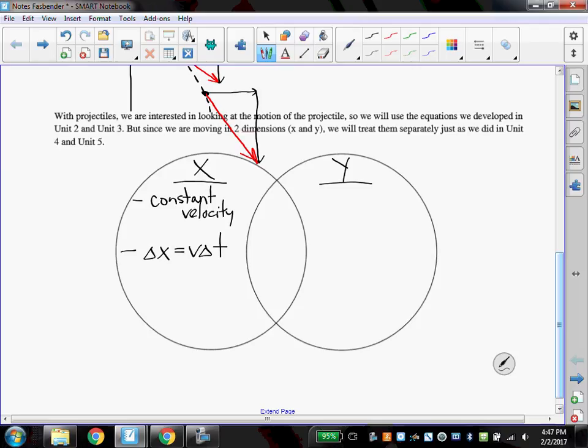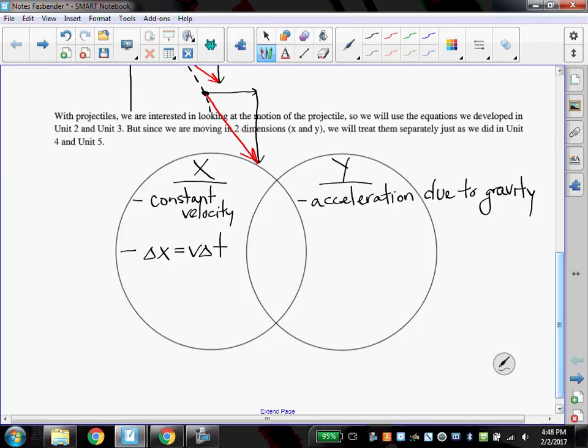In the y dimension, we are going to be in free fall. So we are going to have acceleration due to gravity in the y direction. And again, if we think about it in terms of forces, when we fly through the air, the force of gravity is acting on us, and that's the only thing acting on us. So that unbalanced force of gravity causes us to accelerate at acceleration due to gravity.